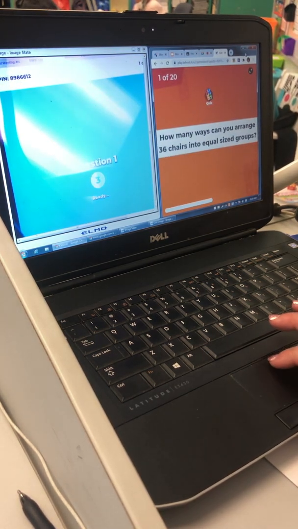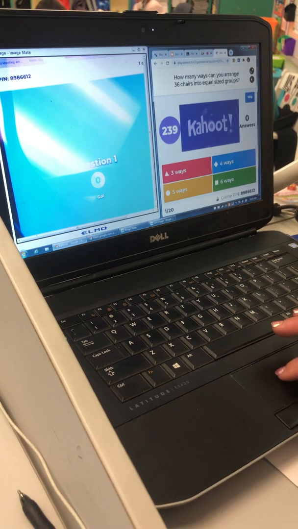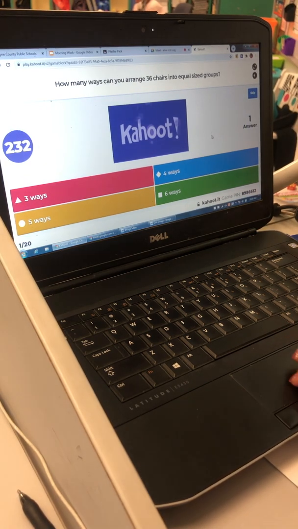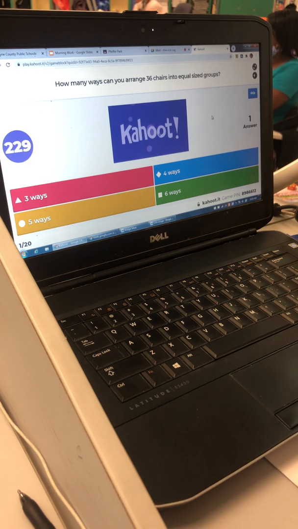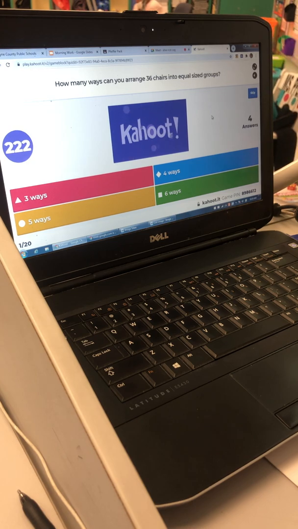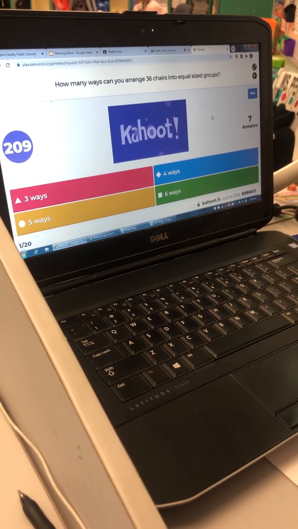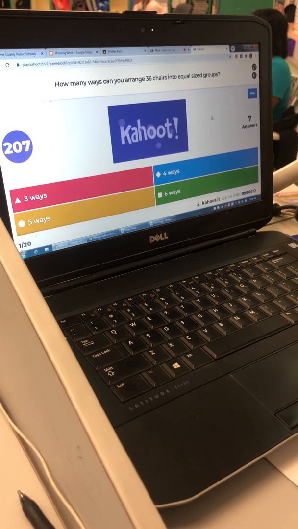Question number 1. How many ways can you arrange 36 chairs into equal groups? How many ways can you arrange chairs into equal size groups? Remember, we're talking about multiples, factors, prime, and composite.